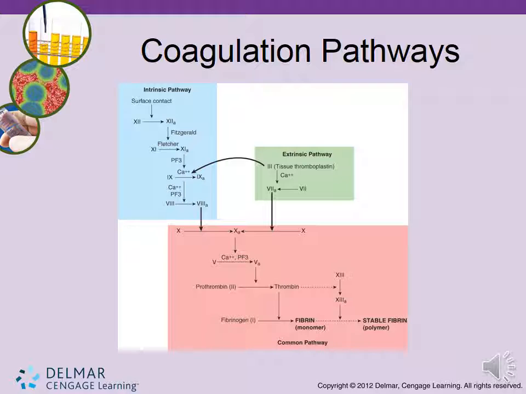Now, most often the A is not mentioned in the test. We just call it the PTT for ease of conversation. We docs order PTTs a lot together, so that's the reason we drop off that A. So at this point, both paths are going to join to form a common pathway, and it's going to form a solid fibrin clot.